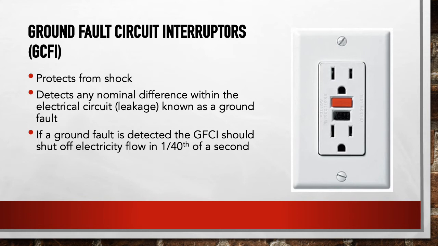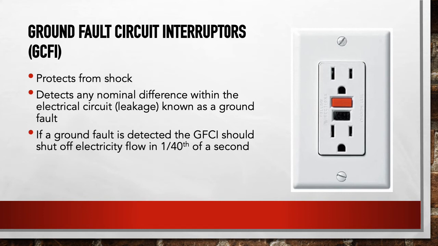So ground fault circuit interrupters are another device used to protect from this. Essentially what they do is they protect from shock by detecting any nominal difference within the electrical circuit known as a ground fault. So if there's any leakage, for example, you have a cord plugged into a wall, the insulation is cut or burns through, and something comes into contact with that electrical wire, there's going to be leakage to that item, whether it's a person, a piece of equipment, etc. There's going to be less voltage coming back to the circuit than is leaving the circuit because some of it's leaked. In 1/40th of a second, that GFCI will turn that system off once it determines or notices that leak.